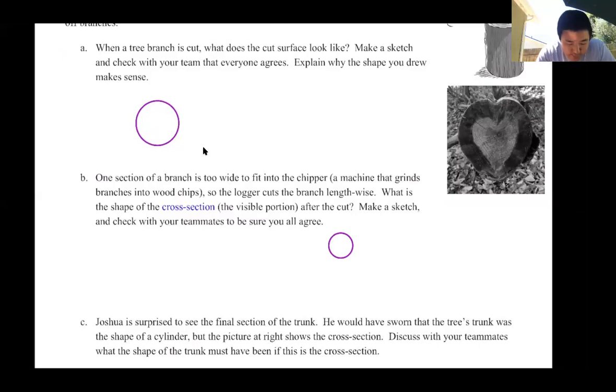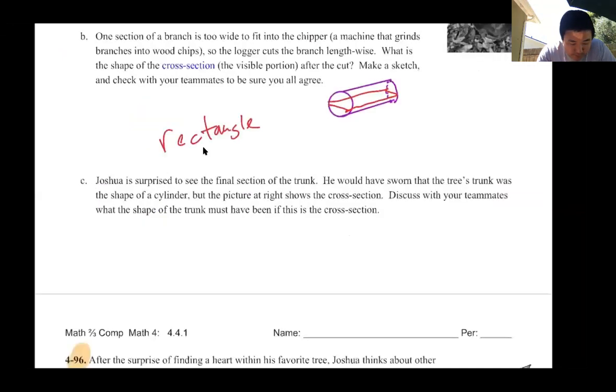Josh is surprised to finally see the tree trunk. He would have sworn the tree trunk was the shape of a cylinder. The picture shown on the right shows a cross section. Discuss with your teammates the shape of the tree trunk.